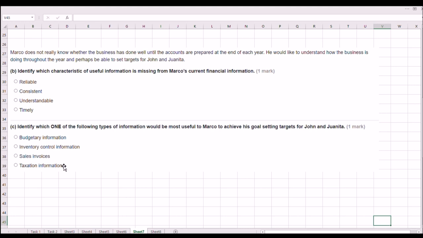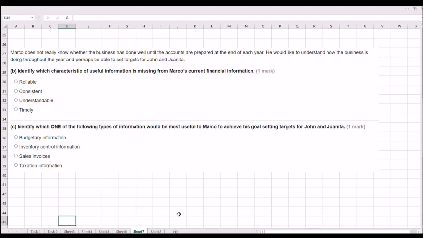The only reason it's not sales invoices is because that would be a sales report. And then there's control information about stock. Now one could say John's the stock manager or the production manager, but actually it's marketing, so they don't really have that. So it's not that, and taxation information is irrelevant. So really those two are relevant here. It's between budgetary information and sales invoices. Because sales invoices are not a sales report, and that's budgetary information, it's budgetary information, but it's not a great question, that one.